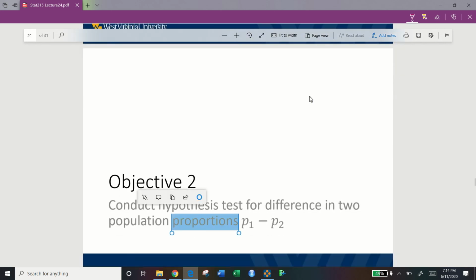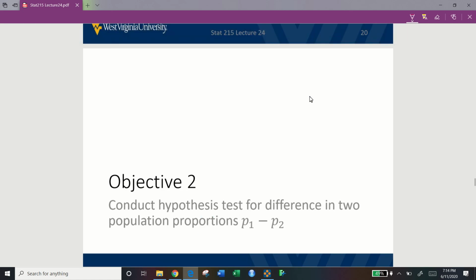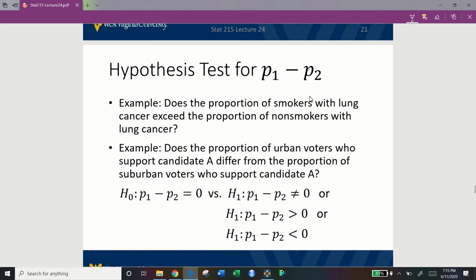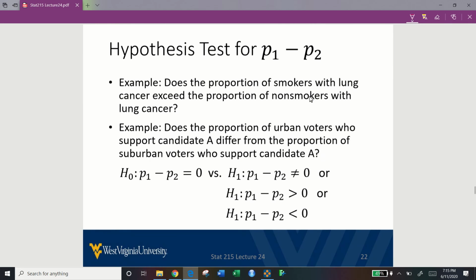Okay, so this brings us to the end of Objective 1, and we can begin our understanding of Objective 2, conducting a hypothesis test for difference in two population proportions, P1 minus P2. An example of this situation would be, does the proportion of smokers with lung cancer exceed the proportion of non-smokers with lung cancer? A second example was, does the proportion of urban voters who support candidate A differ from the proportion of suburban voters who support candidate A?